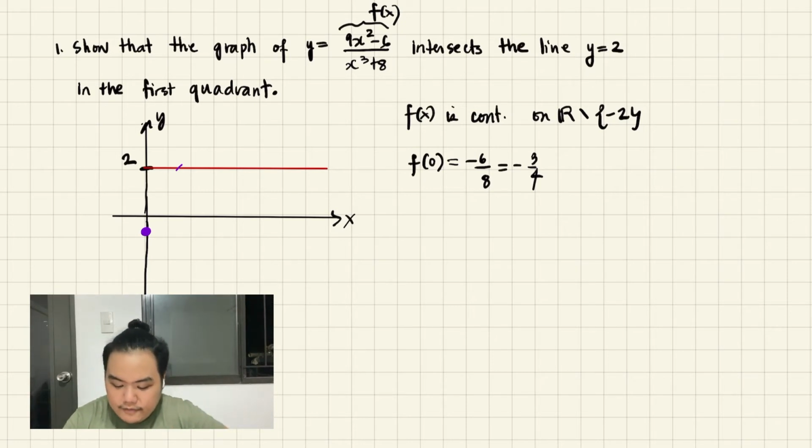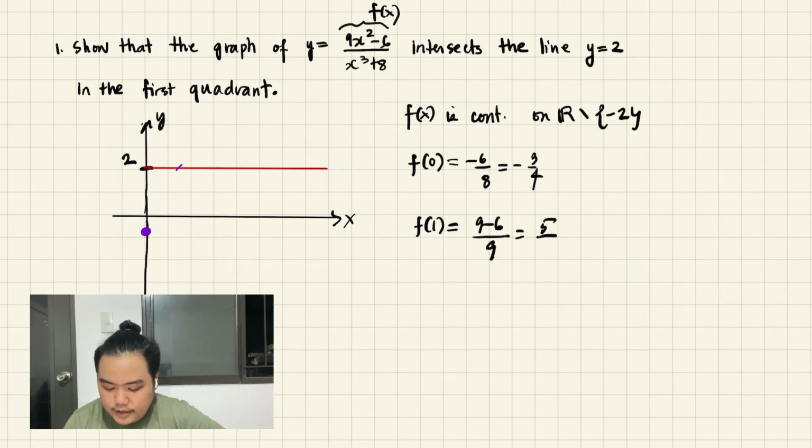Okay, so asan si f of 1? F of 1 ay 9 minus 6 over 9, which is 3 over 9. Parang hindi siya aabot, no? Hindi aabot sa 2 kasi at x equal to 1, nandito pa lang siya. So, kailangan lumampas sa 2 yung f of something.